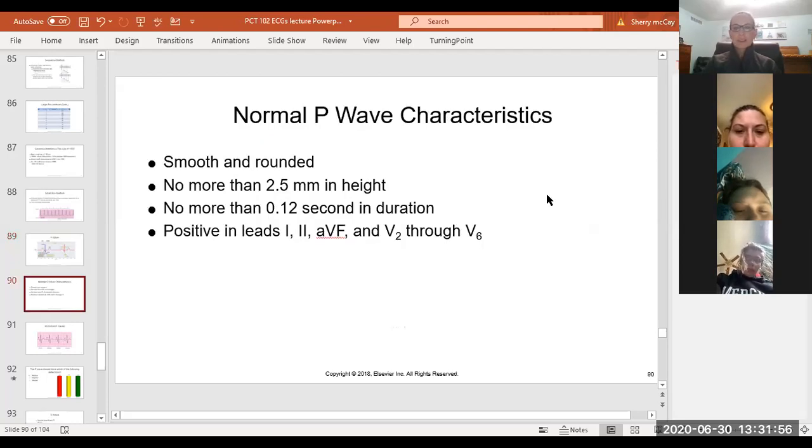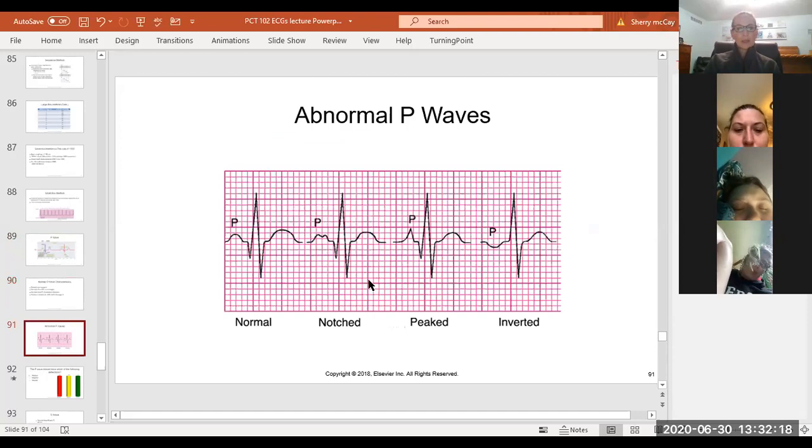Some characteristics of a normal P wave: smooth and rounded. I don't want to get too detailed, but sometimes a P wave can be deflected negatively and it can still be a normal EKG, just normal for that person. But the normal P wave is that small arch, positive, okay?